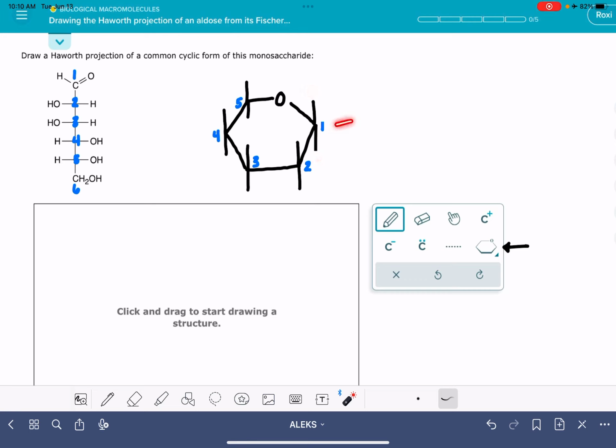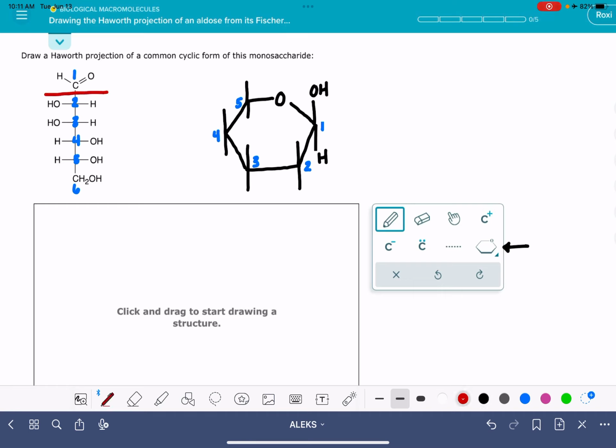For carbon number 1 in the cyclic version, there's going to be an OH group on carbon number 1 and also a hydrogen. And the position, up versus down, of the OH group and the hydrogen depend on whether we're drawing the alpha or beta anomer of the molecule. This problem is not specifying whether we should be drawing the alpha or beta anomer, which means that we have the option to draw the OH group either sticking up or down. It's totally our choice. I'm going to draw it up.